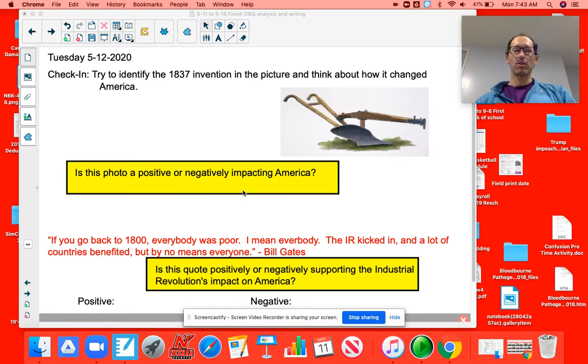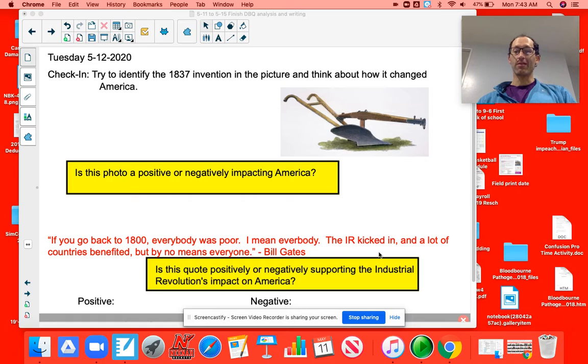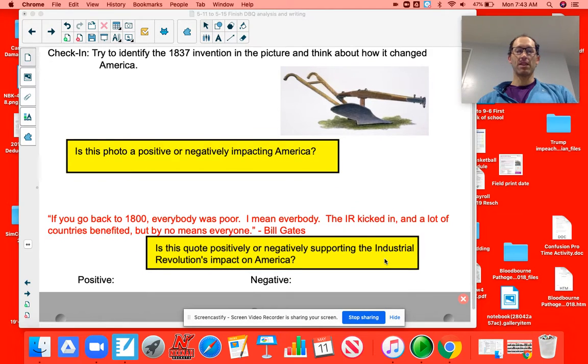In our last class, we looked at a Bill Gates quote. He said, if you go back to 1800, everybody was poor. I mean everybody. The Industrial Revolution kicked in and a lot of countries benefited, but by no means everyone. How was that positive? How was that negative?